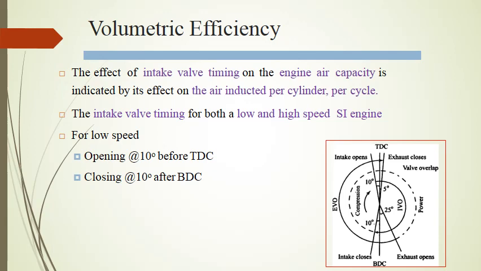The effect of intake valve timing on the engine air capacity is indicated by its effect on the air inducted per cylinder per cycle, that is, the mass of air taken into one cylinder during one suction stroke. Now this figure shows the representative intake valve timing for a low speed engine. While the intake valve should open theoretically at top dead center, almost all SI engines employ an intake valve opening of a few degrees before top dead center on the exhaust stroke. This is basically to ensure that the valve will be fully open and the fresh charge starts to flow into the cylinder as soon as the piston reaches top dead center.